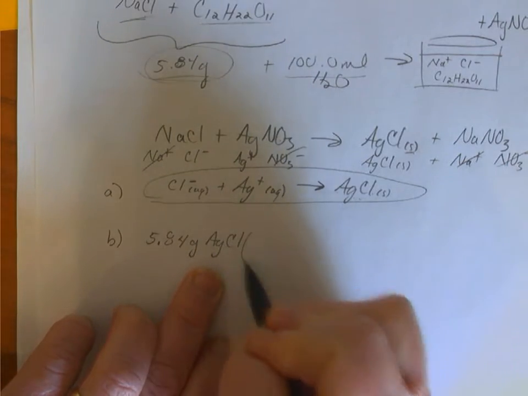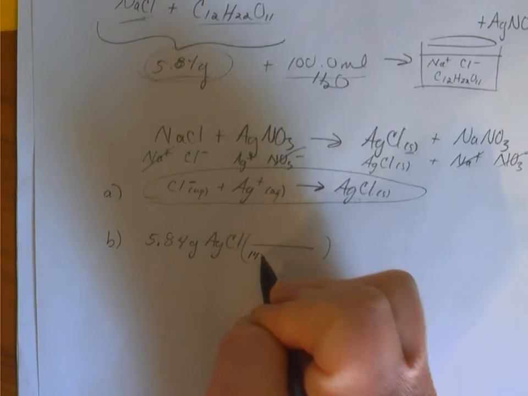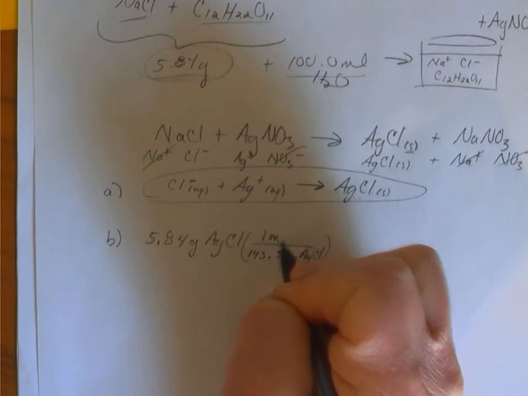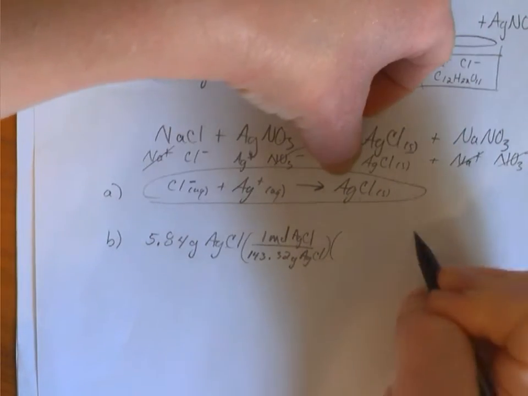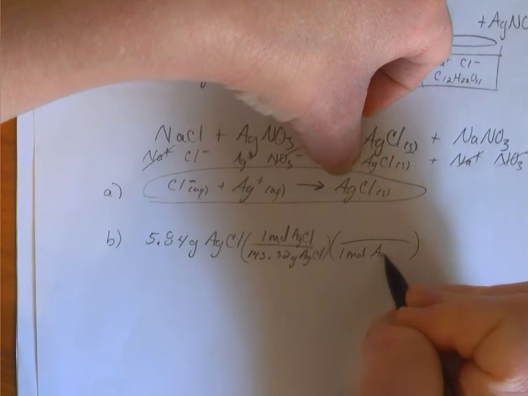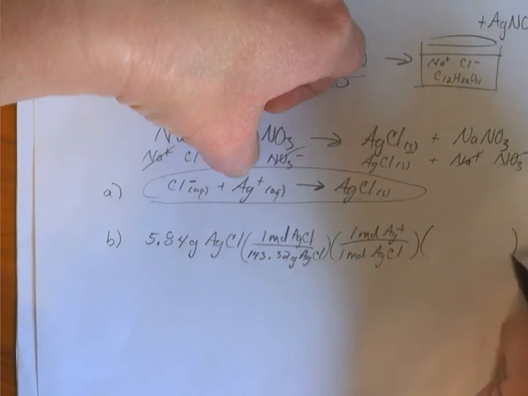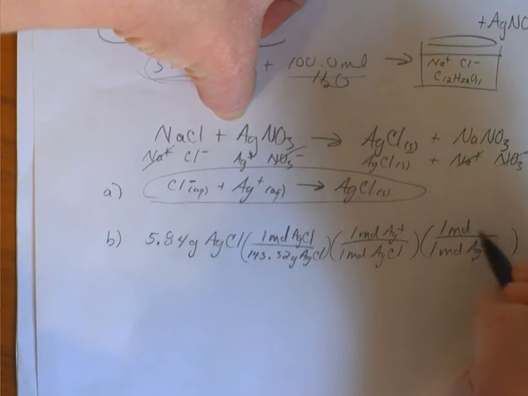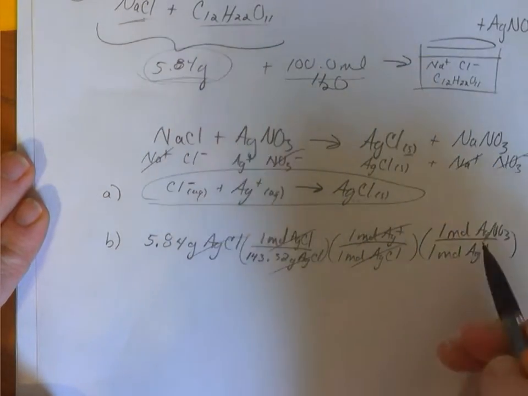All right, so let me first get myself from grams to moles of this guy. And it's 143.32 grams of silver chloride in 1 mole. Make sure that you're going to the 100th place. And I know per my reaction that every 1 mole of silver chloride that reacted, I needed 1 mole of the silver ion. And 1 mole of silver ion is in every 1 mole of silver nitrate. All right, so look where I am now.